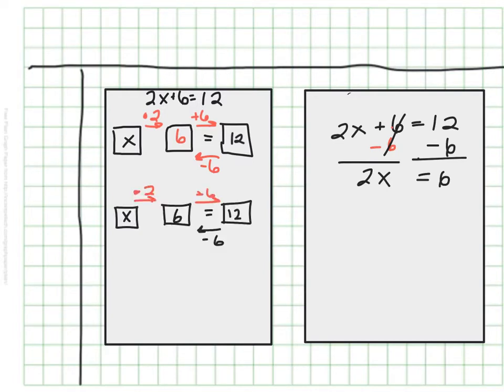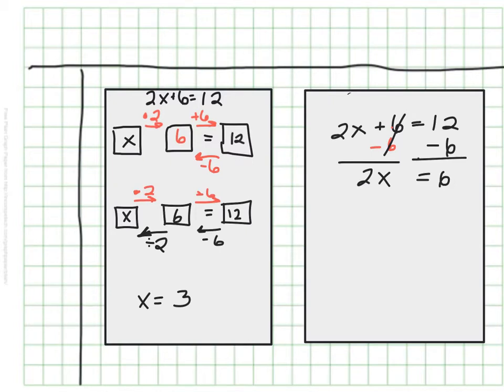Next in my backtracking, I would say, well, I also multiplied by 2. That was the next thing here. So I'm going to undo that by dividing by 2. And of course, 6 divided by 2 is 3, so x must be 3.